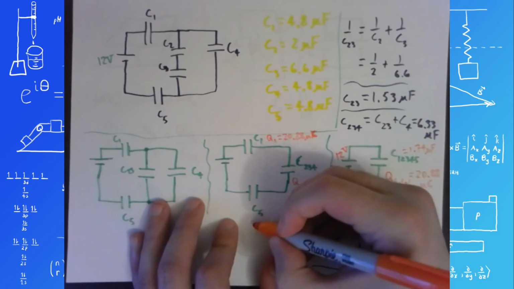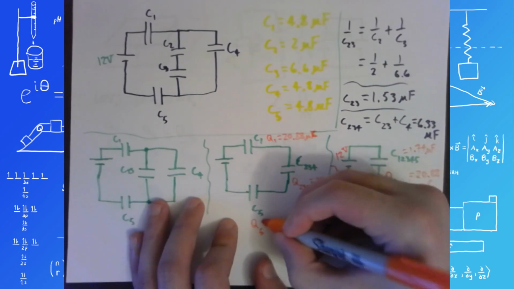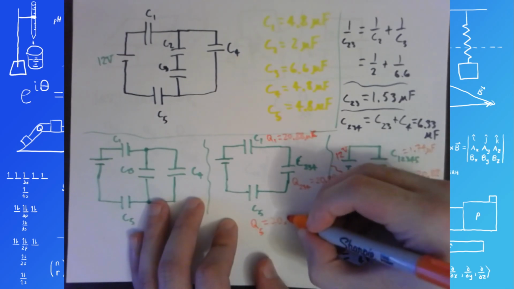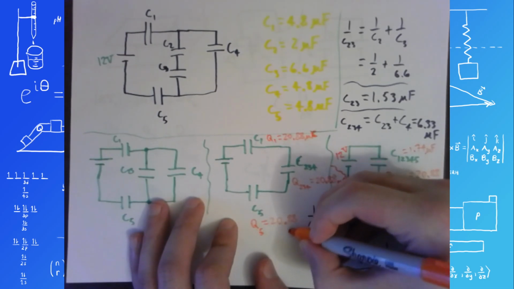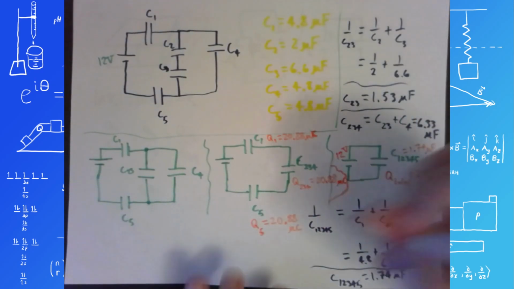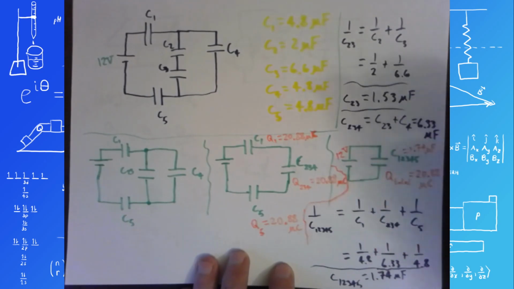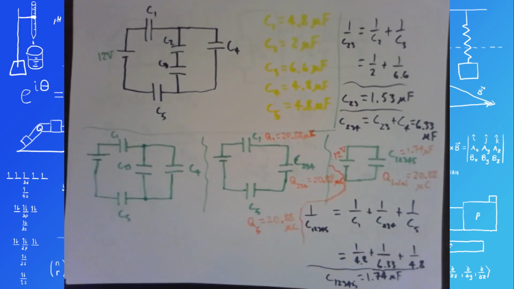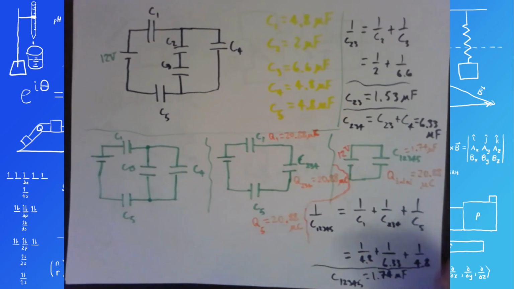And Q5 is also 20.88 microcoulombs. Okay. Next up, we unpack... Oh, actually, wait. We can calculate the voltages across each of these. So C equals Q over V. You can rearrange that. V equals Q over C. Or, well, delta V equals Q over C. But, you know, again, no need to split hairs.